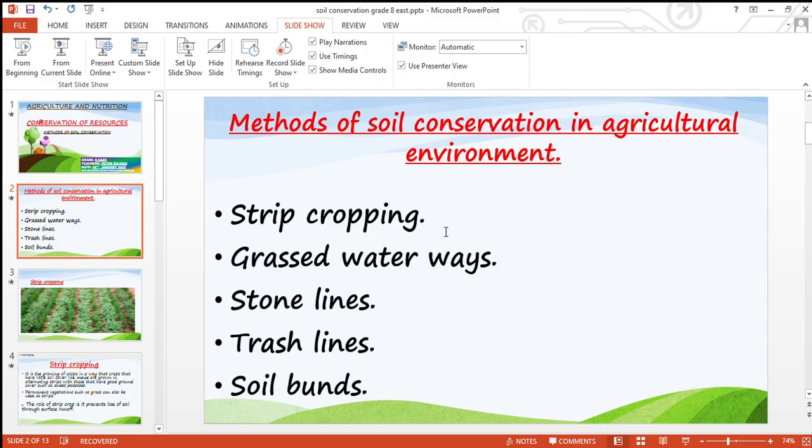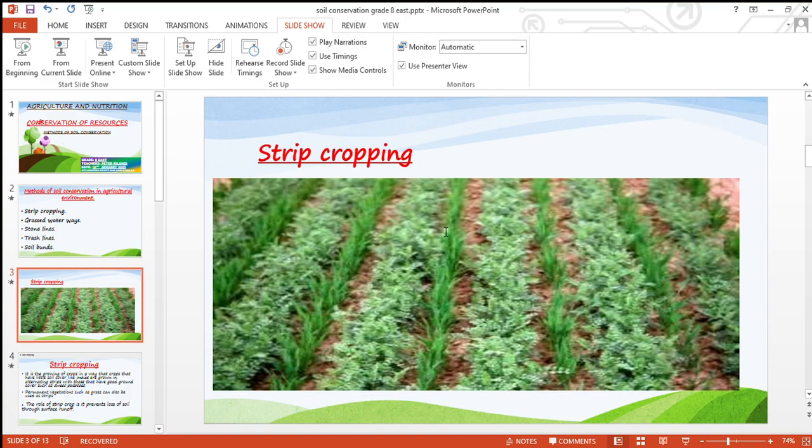We also have other methods which we are going to look at today. The second method of conserving soil is what we call grass waterway. Then we have stone line, then trash line, and the last one is what? Soil bunds. Very good, girls and boys. Now, we will look at each of them separately. From the picture you can see on the whiteboard, we have strip cropping.